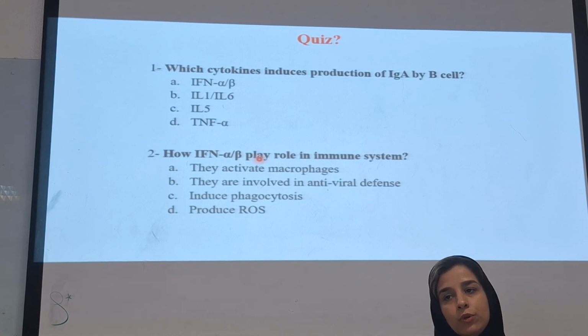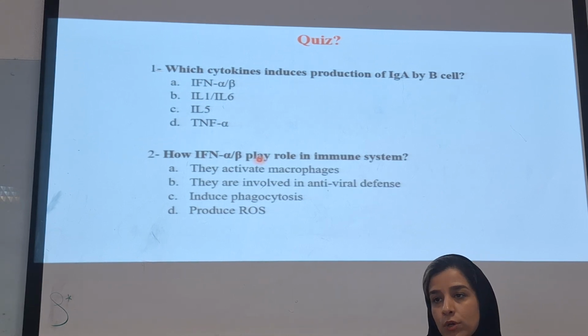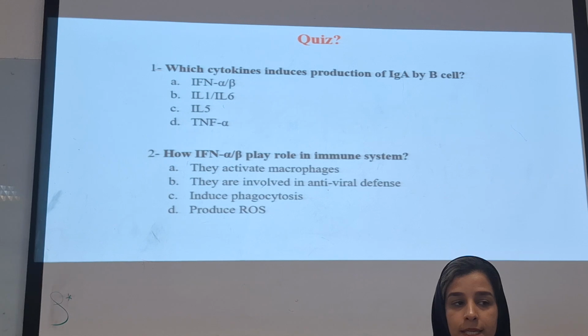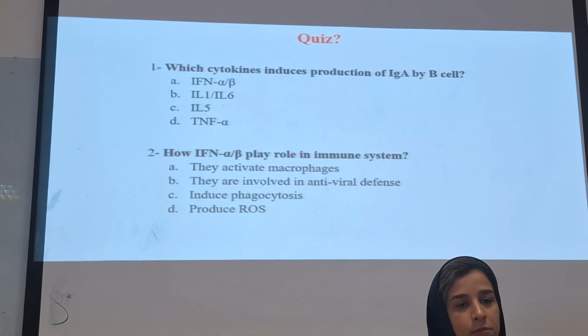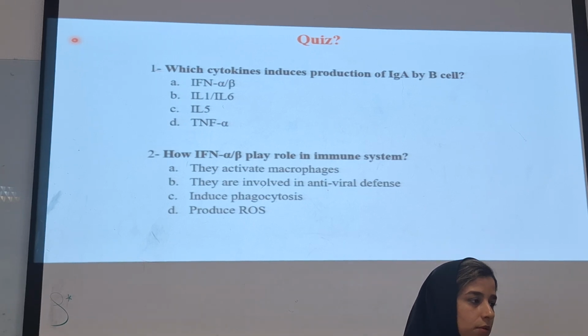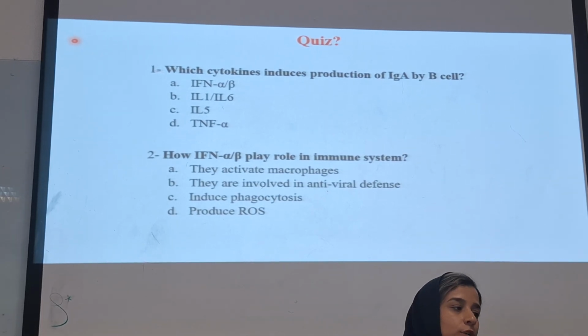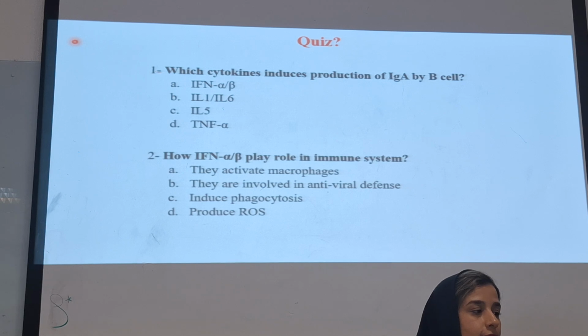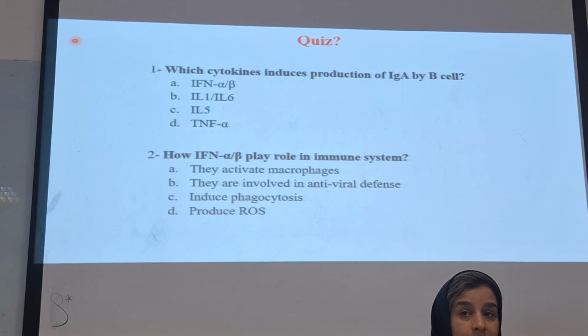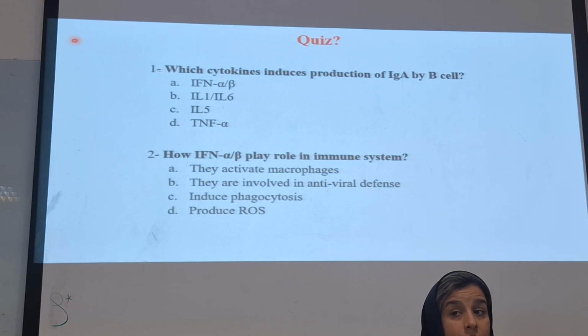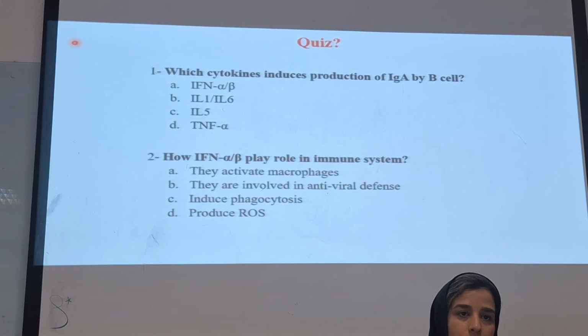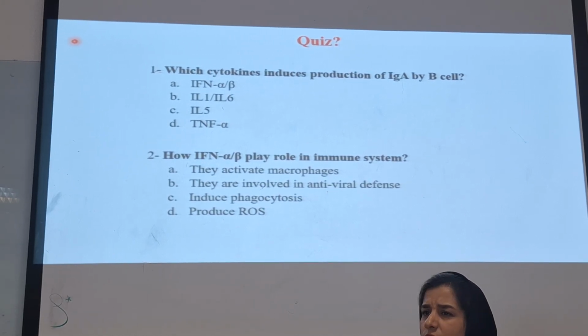And what about the quiz? Please answer this quiz on your paper, and after that, give me your paper. The first quiz: which cytokine induces production of IgA by B lymphocytes? IL-5. Okay, fill the correct box. We have to fill the boxes.